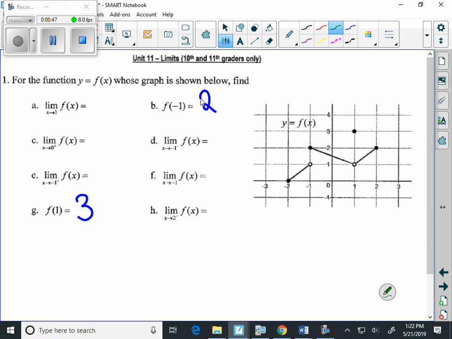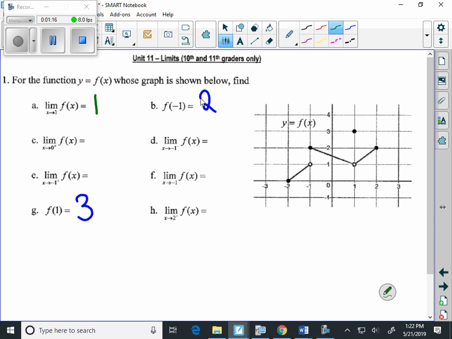The limit as x approaches 1, and we don't have any designation here, but if we glance, coming from the left, we're going towards that value, and coming from the right, we're going towards that value. It looks like the limit as x approaches 1 is getting very, very close to 1.